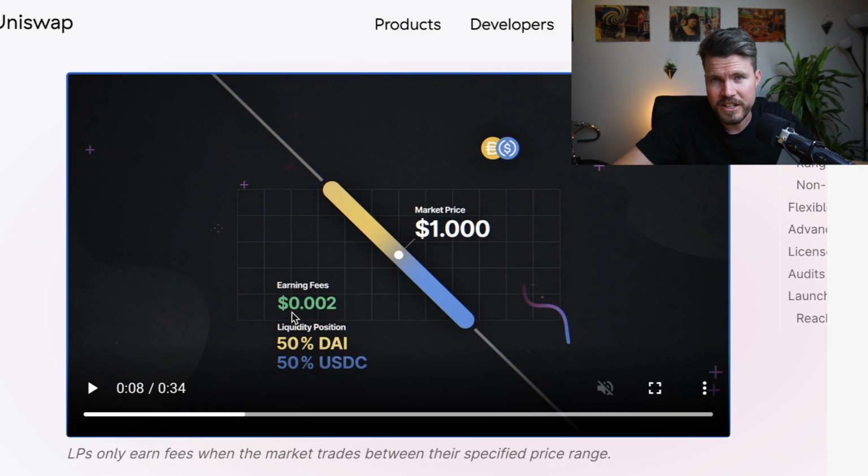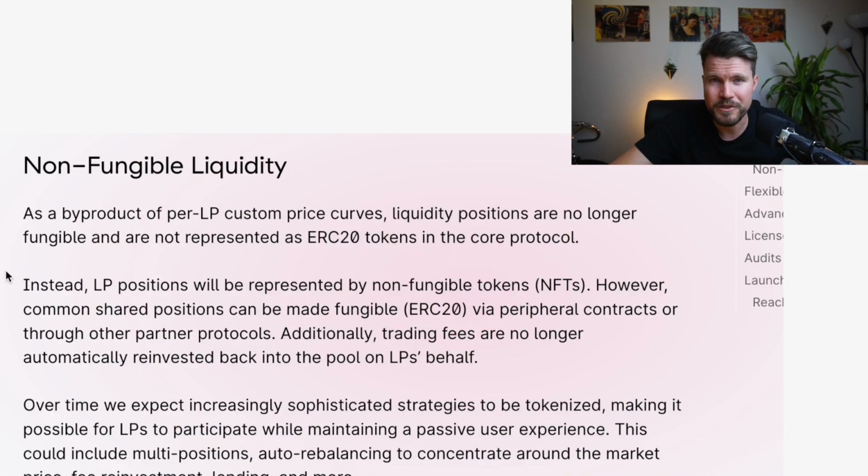In short, liquidity providers are only earning fees if the asset is trading between the two price ranges that is selected for which you want to provide liquidity. In version 3, liquidity providers are going to receive an NFT, a non-fungible token, which will represent their amount of liquidity that they provided in the liquidity pool.